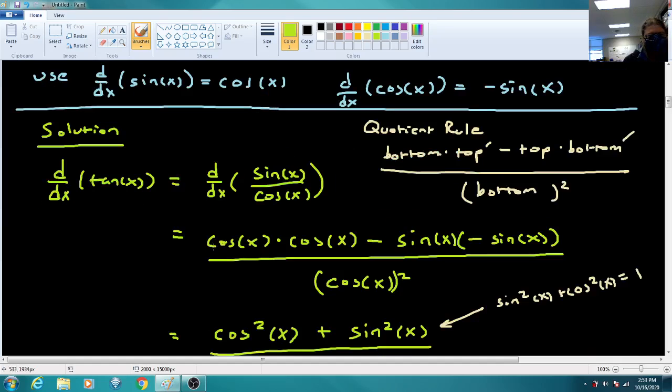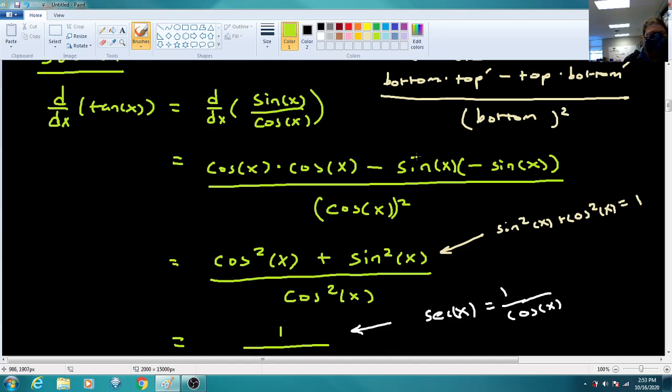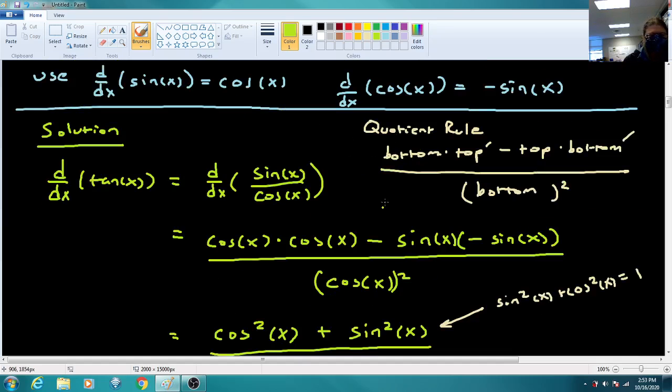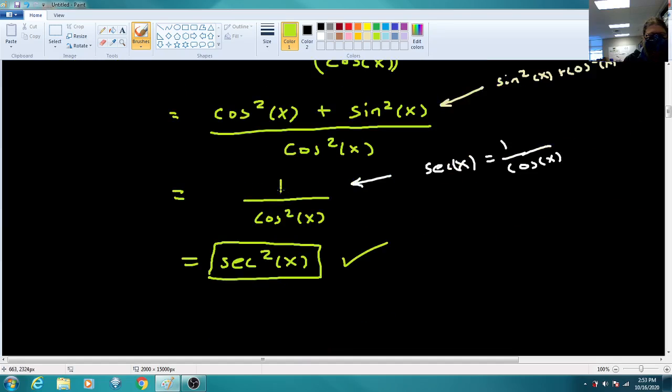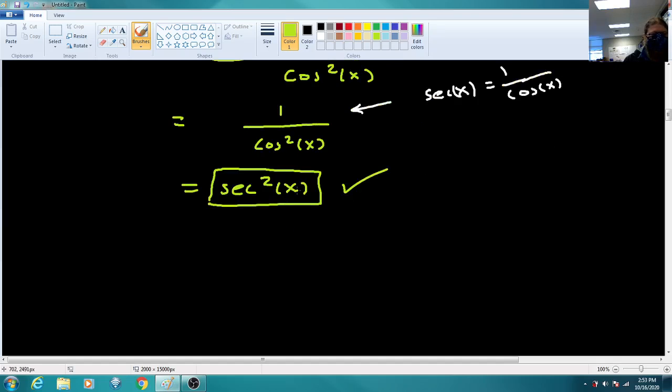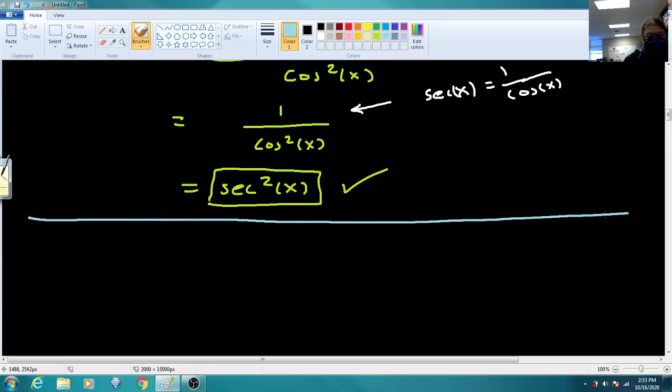So we started with the derivative of tangent, we used the quotient rule here to break that up. Then we used the Pythagorean identity, and then we just used what secant really is in terms of cosine, and we got what we wanted. So everything is working out good there, I guess.